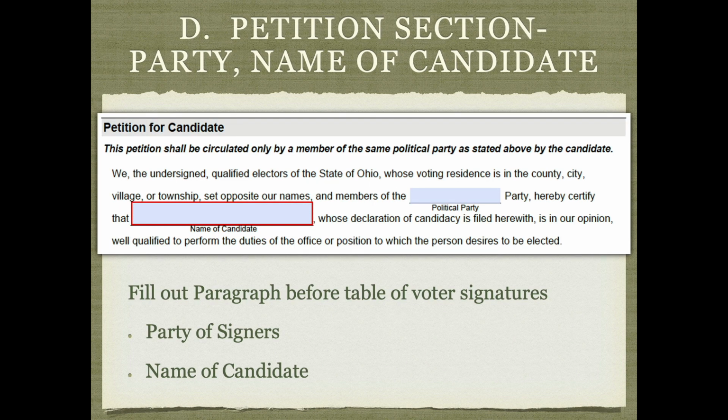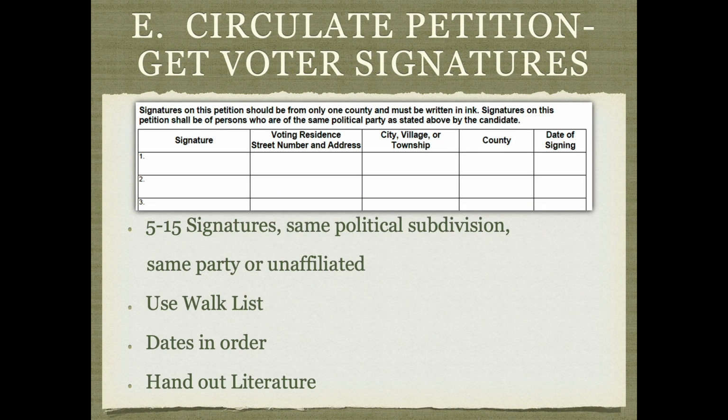If you have Form 2L, fill out the Petition for Candidate section by providing the party and name of candidate in the paragraph before the chart for voter signatures. Circulate the petition and obtain 5 to 15 good signatures from registered voters in your political subdivision who are members of the same party or unaffiliated. Use your walk list to make sure those signing are registered voters with correct party designation. Make sure those who sign use the proper date so that the dates are in chronological order. Have a flyer, handout, or literature piece to introduce yourself while circulating your petition. See Step 6.